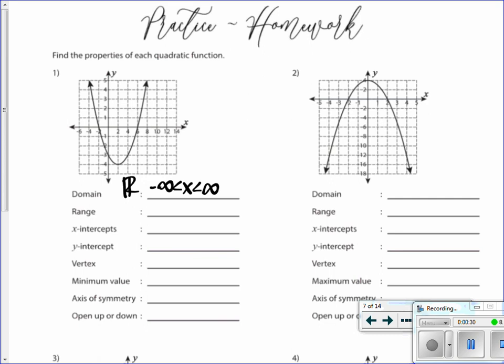The what? Okay, x and y intercepts. What's the x-intercept? -2, 0, and 6, 0. Y-intercept's also not that bad. What's the y-intercept? 0, -3.